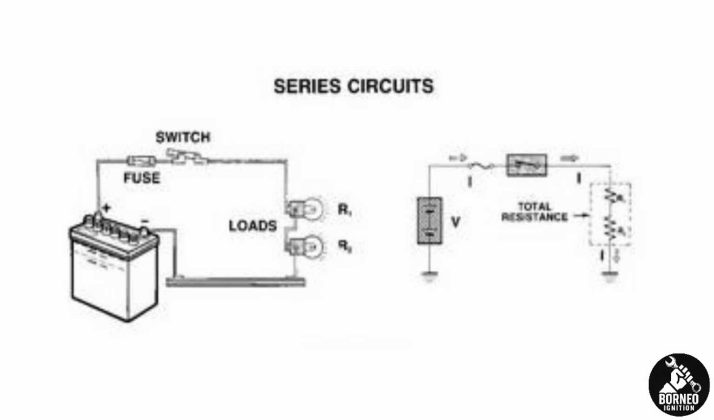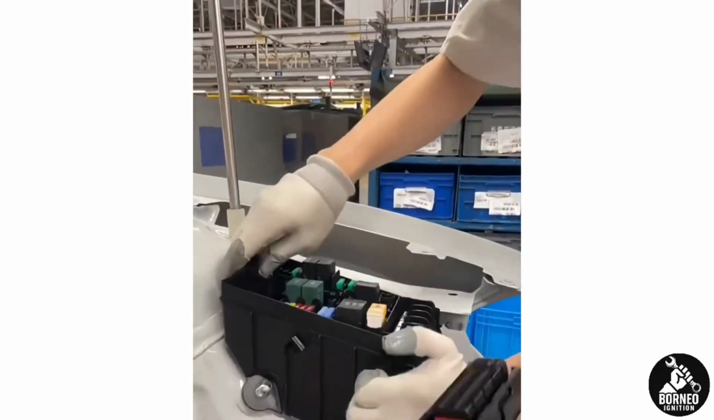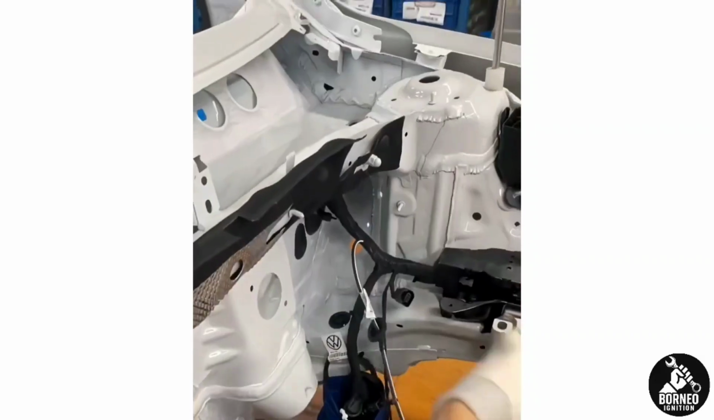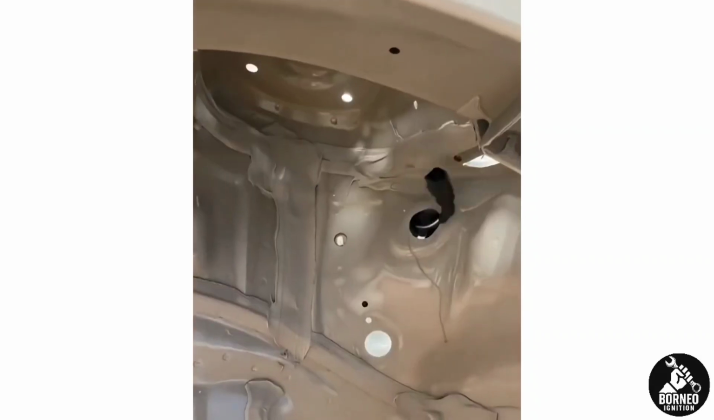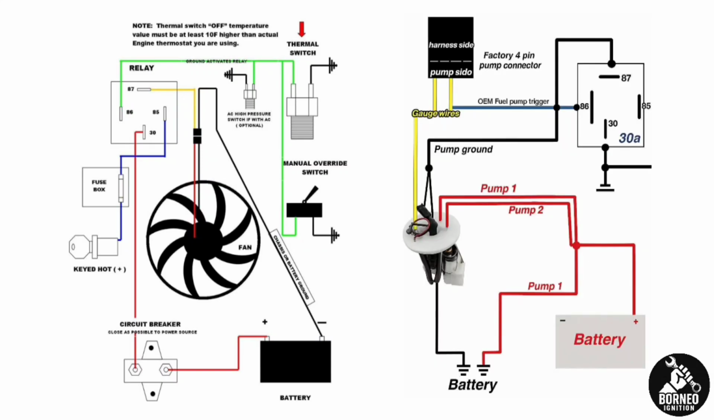And then we have the third one, which is the series parallel circuit. This type of circuit combines both series and parallel connections, where some components are connected in series while others are connected in parallel. This arrangement allows manufacturers to achieve specific control, protection and operating requirements. Application examples for this type of circuit are the starter motor circuits, the engine cooling fans, and the fuel pump circuit controlled by the engine control module.